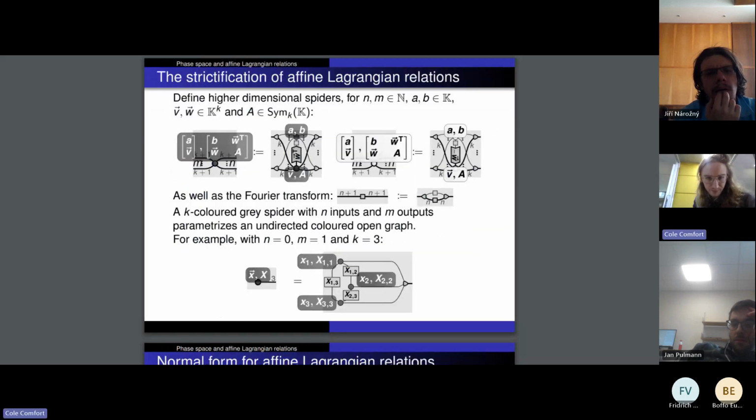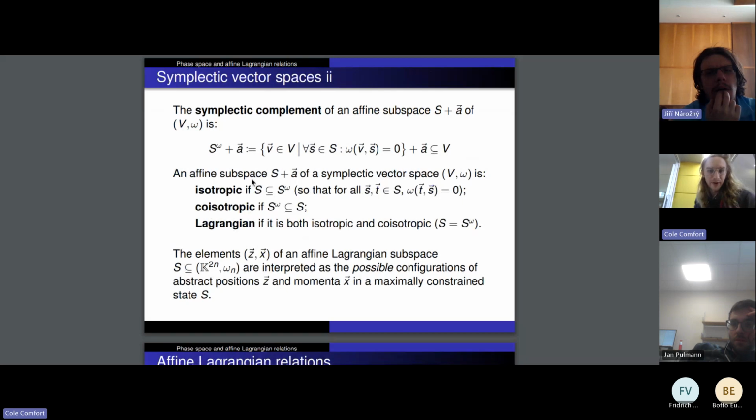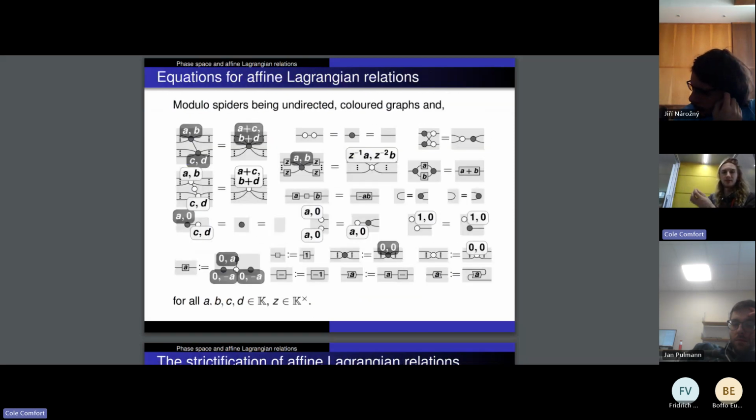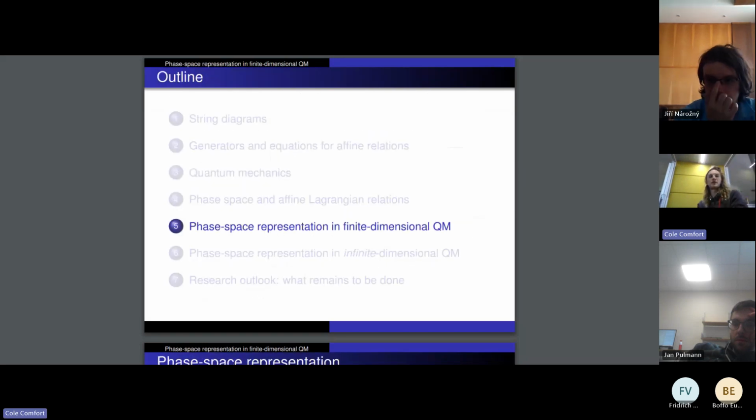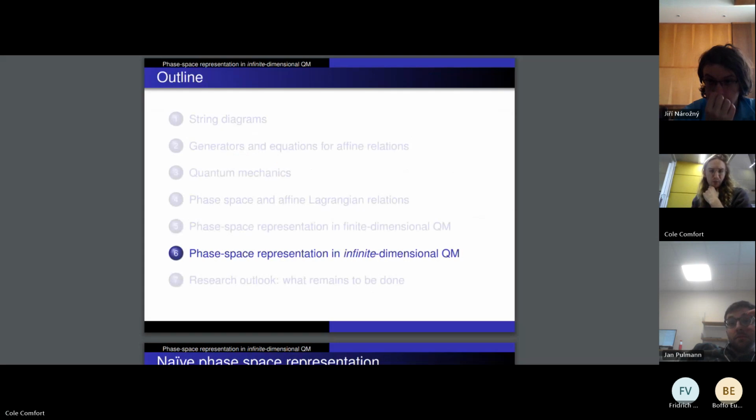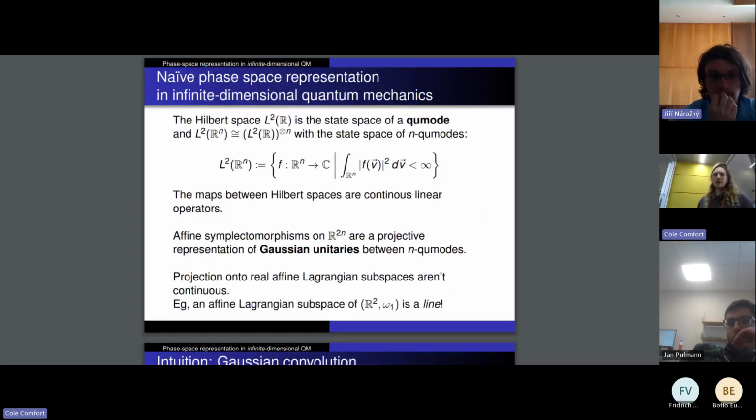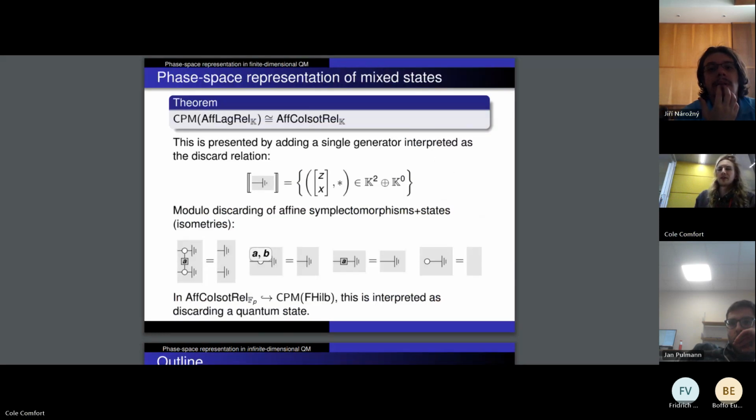So if I go back to the definition here, a subspace is Lagrangian if it's equal to its own complement, and coisotropic if it only contains the complement. So this is a strict relaxation of the original requirement. And it turns out, even over any field, you take CPM, show it's equal to affine coisotropic relations, and this is the same as adding the discard relation. So it takes the position and momentum and relates this to the point, so that you can just throw away any position and momentum.